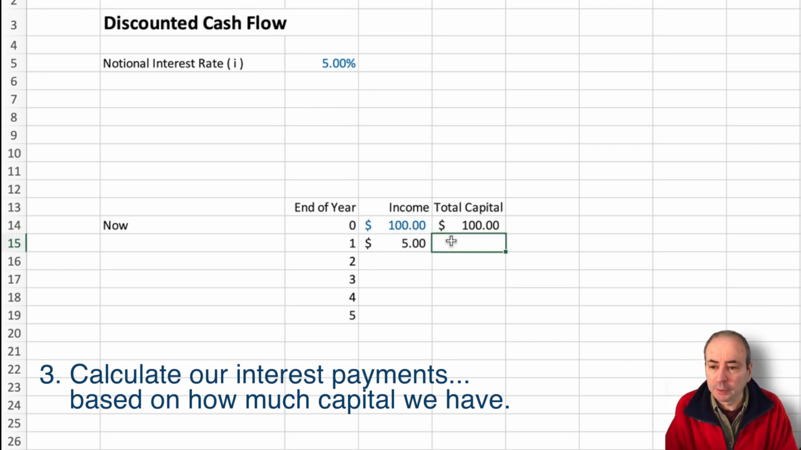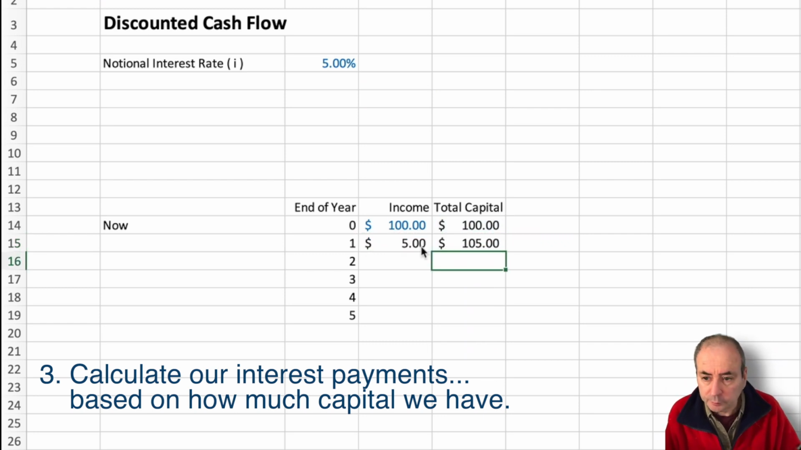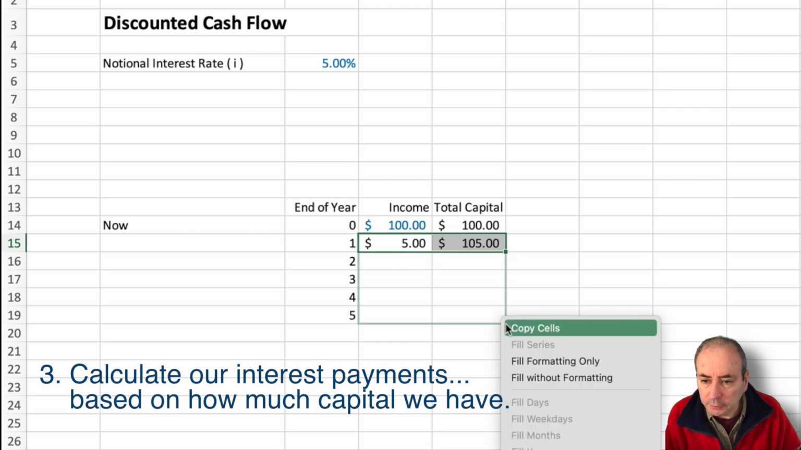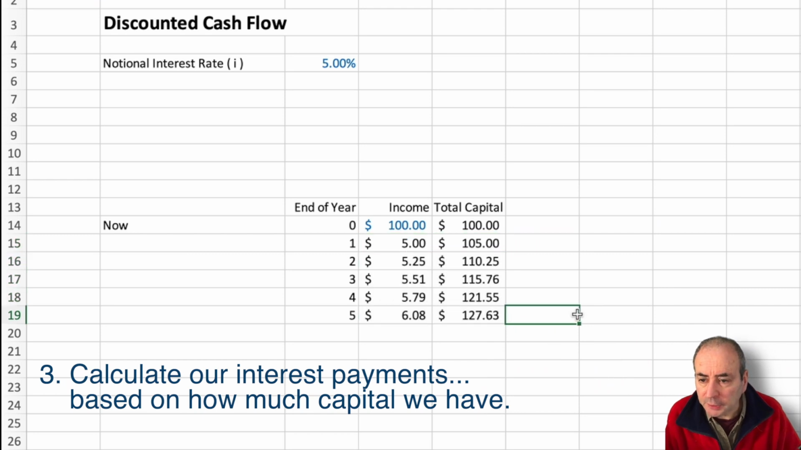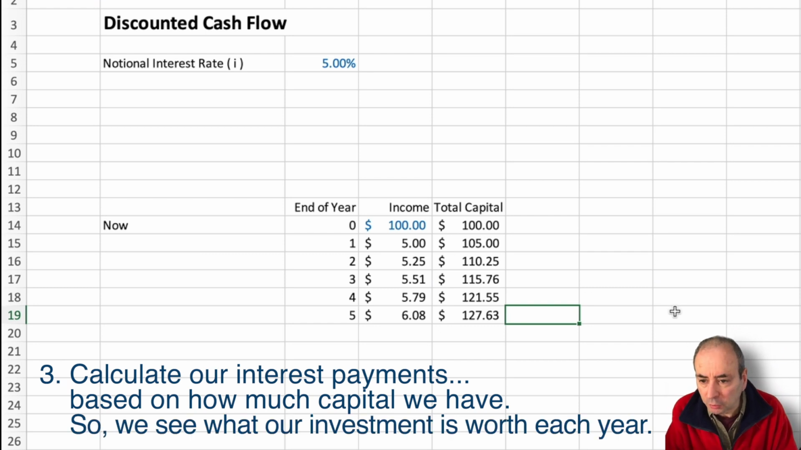So our total capital at the end of year 1 is going to be equal to our total capital the previous year plus our new income. And now we can start to add all of that in to future years. So we can see, as you might expect, that the interest income increases as our capital increases. So by investment, it would appear that by the end of year 5, our $100 is worth $127.63.